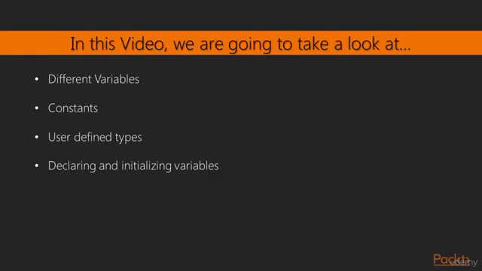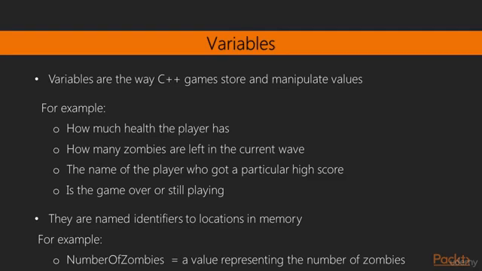In this video, we are going to take a look at different variables, constants, user-defined types, and declaring and initializing variables. Variables are the way that our C++ games store and manipulate values. If we want to know how much health the player has, then we need a variable. Perhaps you want to know how many zombies are left in the current wave. That is a variable as well.